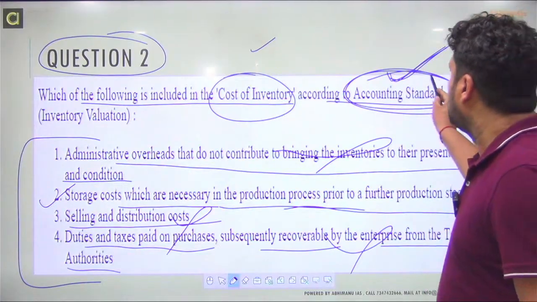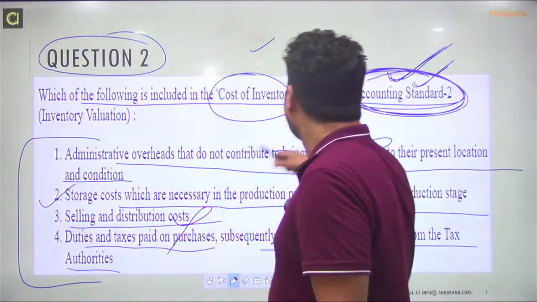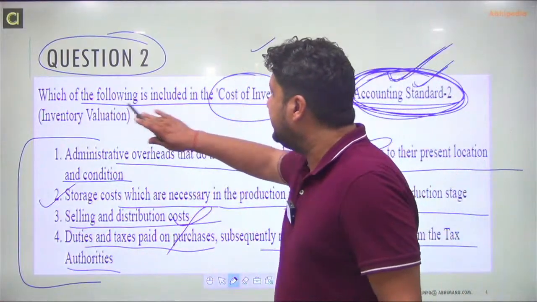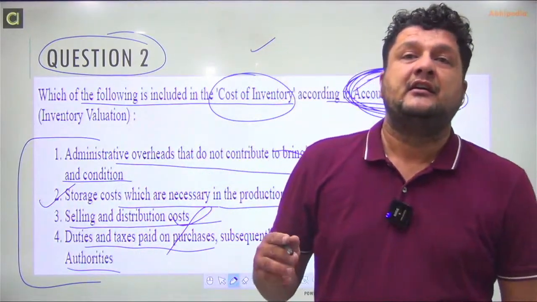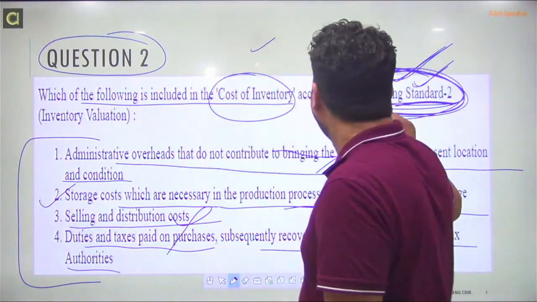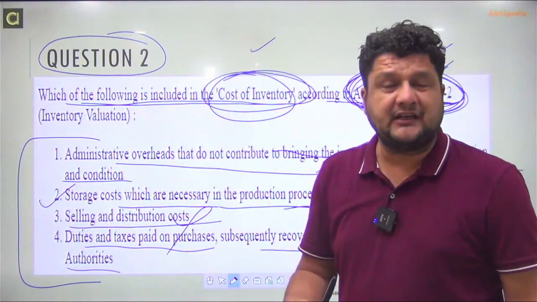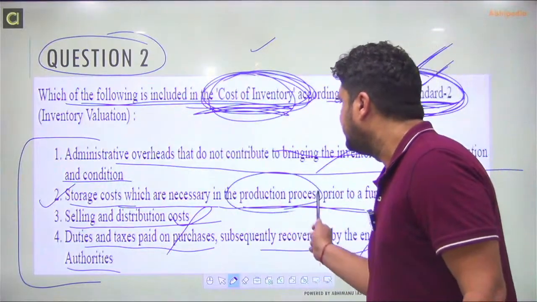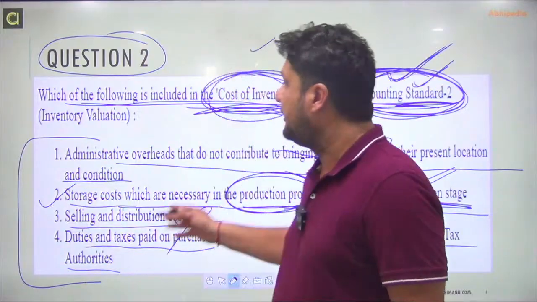So these are the kinds of questions. Don't get confused by seeing the standard. If you read the question, you would have studied this portion very much. Don't get scared by seeing accounting standard 2 or 16 or 14. Normally, if you get an in-depth question, it will come from the topics you have already done, meaning from inventories, from financial statements, from cash flow statements. Whichever you have done. So never get nervous or panicked seeing an accounting standard. Always read the statement carefully. Cost of inventory means, when you buy inventory, what are the things which must be included in this cost of inventory? So it is very clear: storage cost which is necessary in the production process prior to a further production stage. All the expenses incurred before going to the production stage will be included in this.